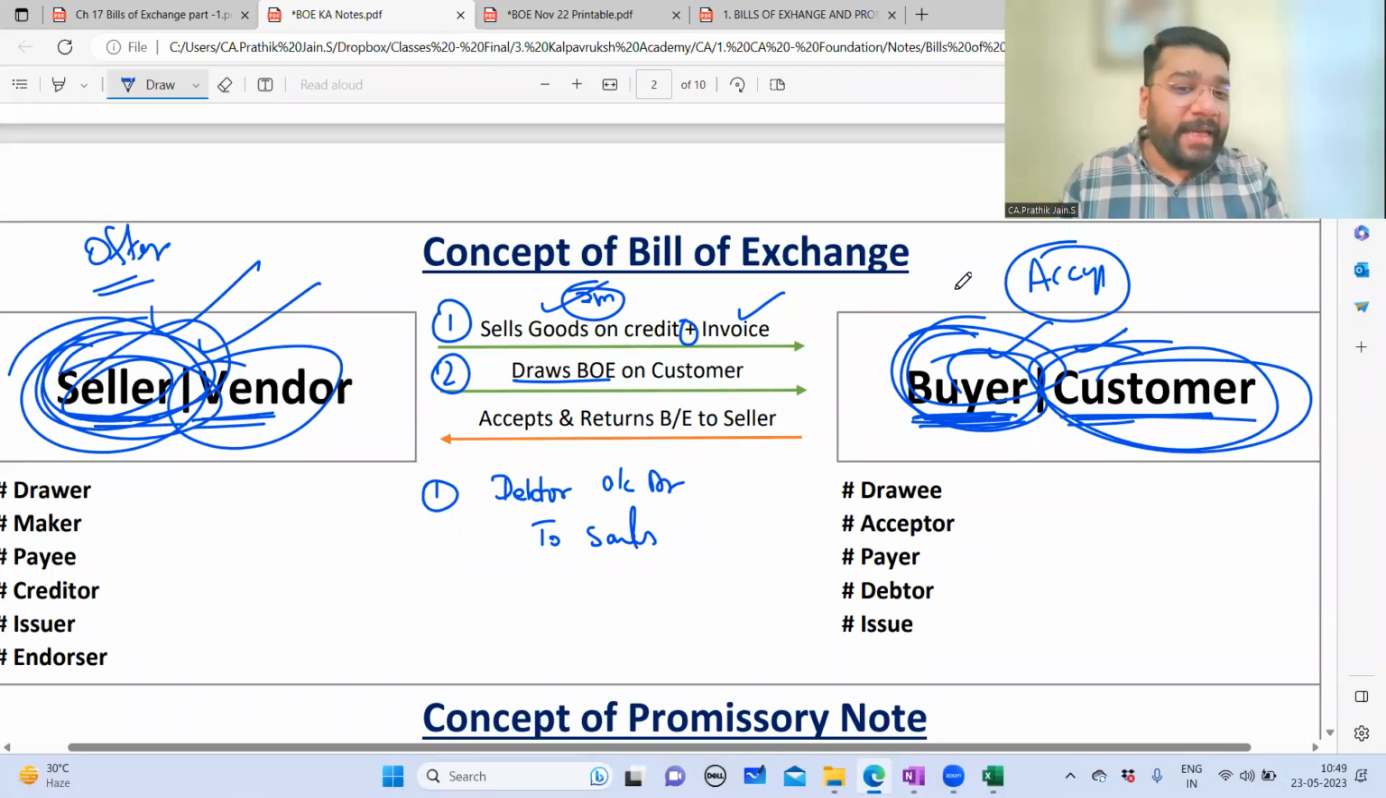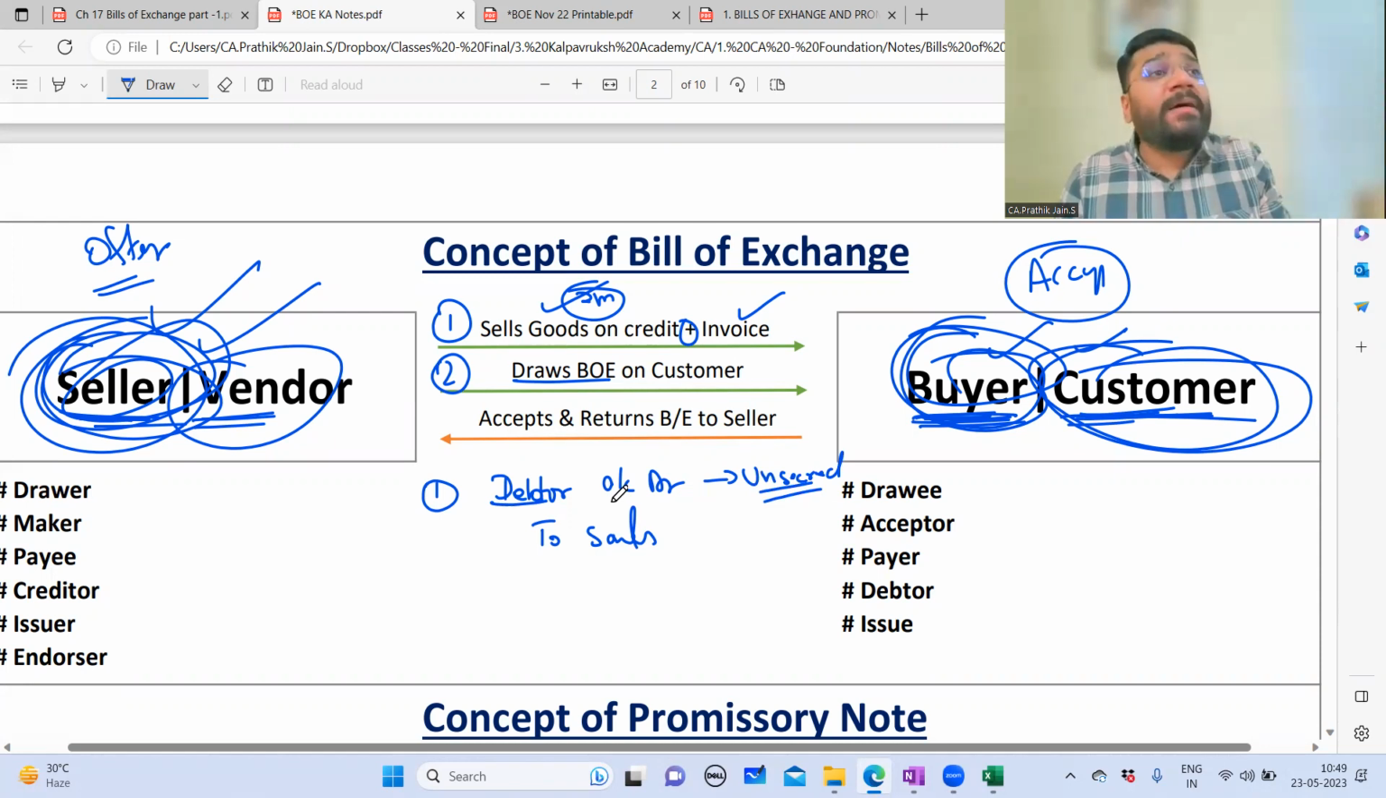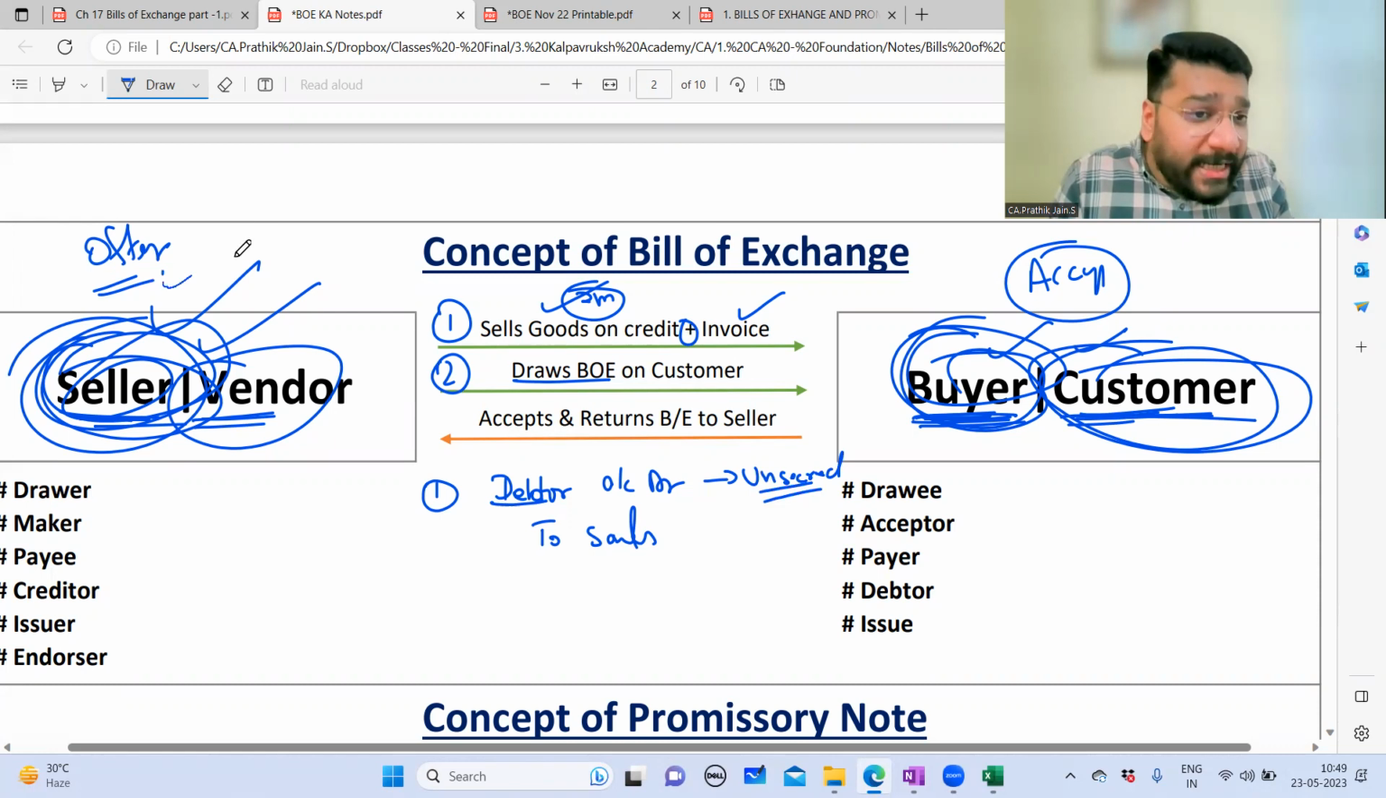Now, please understand, guys, until a bill of exchange is executed, this particular customer is called a debtor. And this debtor is unsecured in nature. Why? Because tomorrow, if this guy doesn't pay the money, it is very difficult to go to the court of law and get the judgment in this guy's favor.